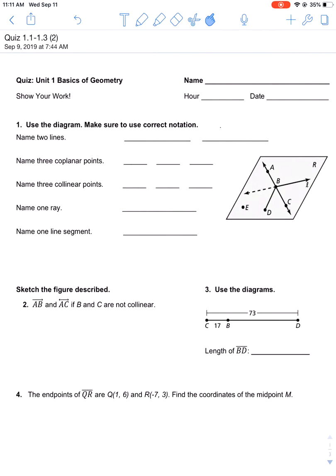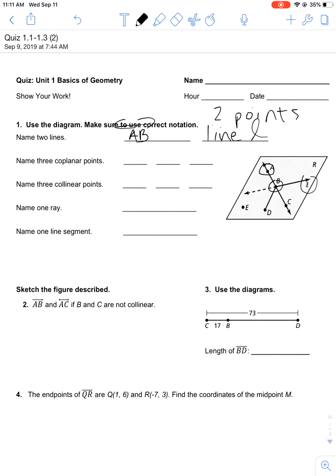Let's do this quiz. So, name two lines. Remember, with two lines we need points, two of them. So let's look at this diagram. I've got a point here and here, so I could call this line AB. Put the arrows above. I've also got line L. Now there's more choices, but it just wanted two, so there you go.